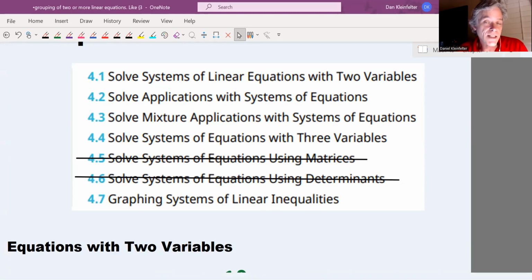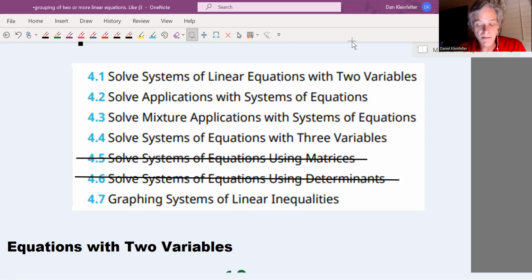Sections 4.5 and 4.6 cover content that is often covered in a college algebra course, so it's not really within our scope here. Section 4.1 says solve systems of linear equations with 2 variables. So whatever a system of linear equations with 2 variables is, we're going to solve those. Then section 4.2 says solve applications with systems of equations. Section 4.1 is going to cover what a system of equations is, what a solution is, and how you find those solutions. Section 4.2 applies all of that 4.1 stuff to story problems. And then it gets more specific from there.